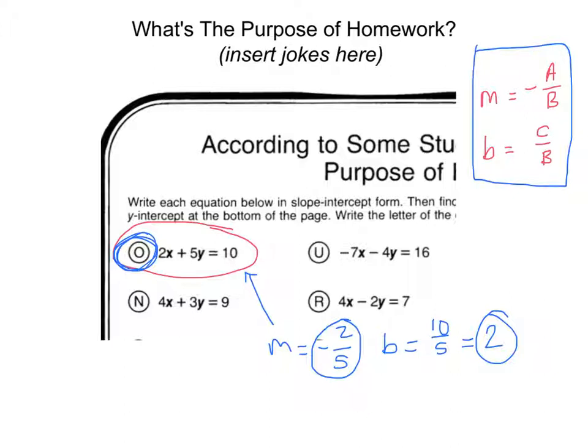And we're going to use these two little formulas. M equals the opposite of a over b, or negative a over b. And b, the y-intercept, equals c over b. Remember, this is a, this is b, and this is c. We've done this before. You guys can do this. Okay, good luck on that one.